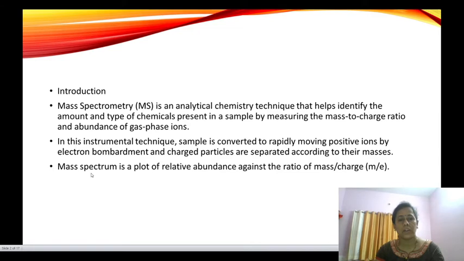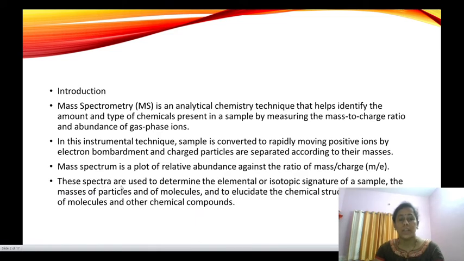Now, the mass spectrum is a plot of relative abundance versus the ratio of mass to charge. Next, these spectra, which are observed from the mass spectrum, are used to determine the elemental or isotopic signature of a sample, the masses of particles and of molecules, and to elucidate the chemical structures of molecules and other chemical compounds.